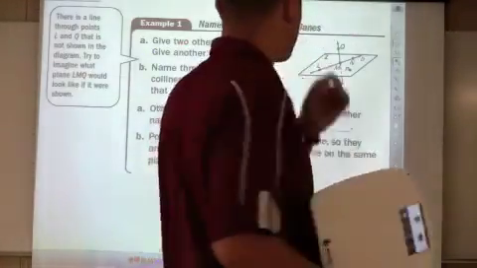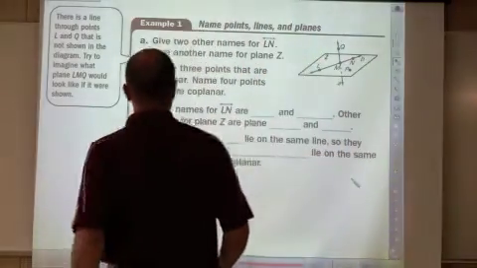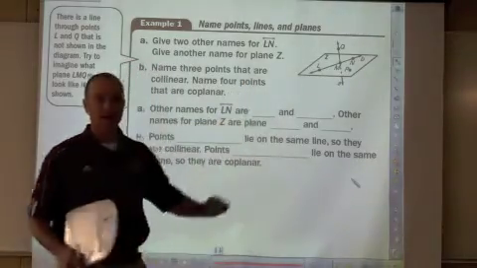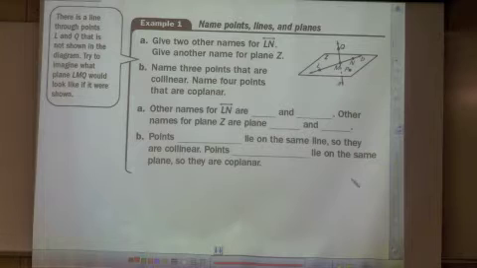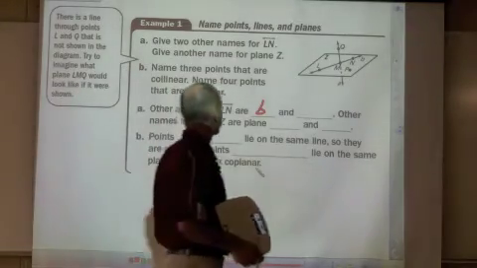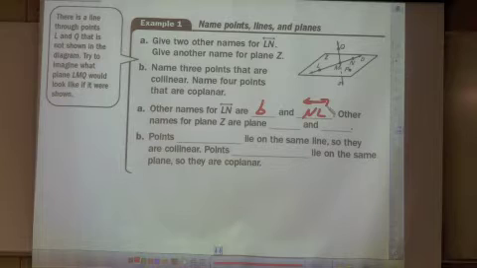Okay. All right, let's jump to example 1. We've already talked about this stuff a little bit. Give 2 other names for line LN. They've got a little diagram there for you. Somebody give me another name for line LN. Line B. Look at, they labeled it. So we could say line B. Anybody else think of another name for line LN? Line NL. And if we're going to label it that way, we just have to put little arrows above it.